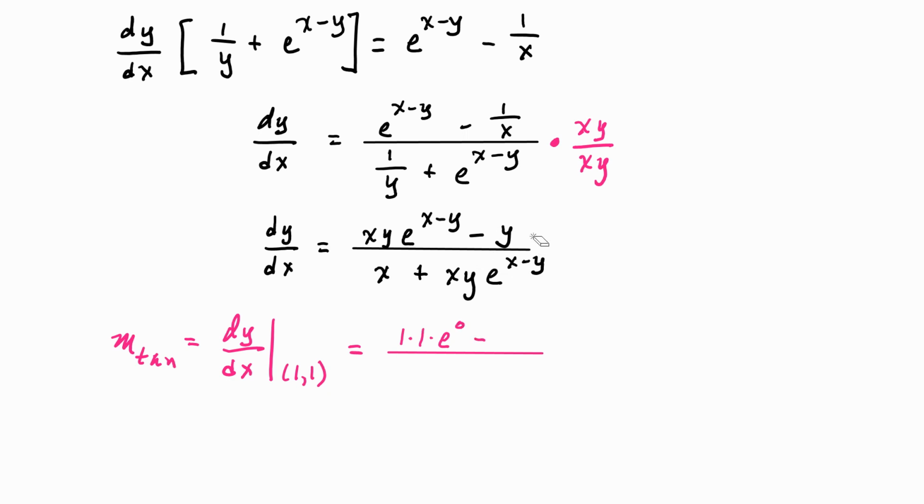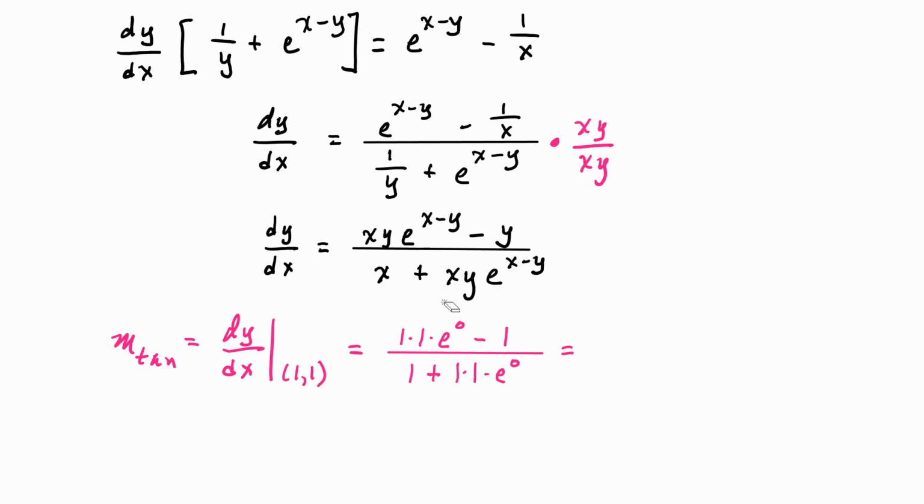minus y, which is 1. In the denominator, x gets replaced with 1 plus x times y is 1 times 1. e to the x minus y is 1 minus 1 in the exponent, which is 0. So this is e to the 0. So in the numerator, we know e to the 0 is 1.